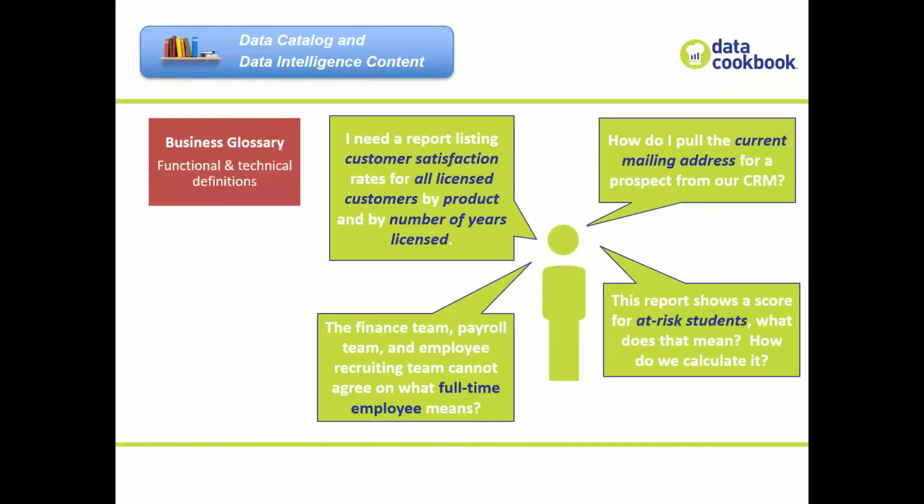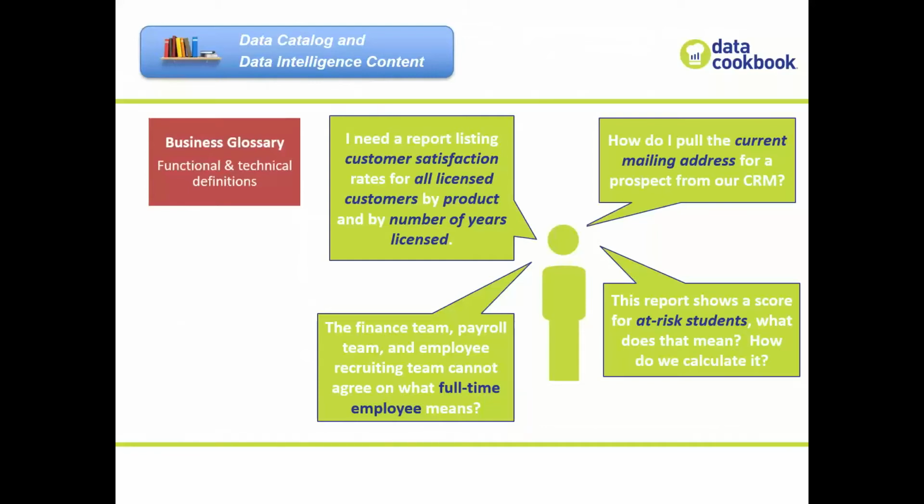So another thing, like the finance team, payroll team, and employee recruiting team cannot agree on what full-time employee means, right? So this is basically using the business glossary to get consensus on definitions. And we have a whole best practices session on business glossary, and one of the things that we talk about there is the power of context and allowing for different definitions that are unique by context. So you could have a finance full-time employee definition that's different than a recruiting full-time employee definition if they actually truly are different, and so that you force people to have to talk about them separately.